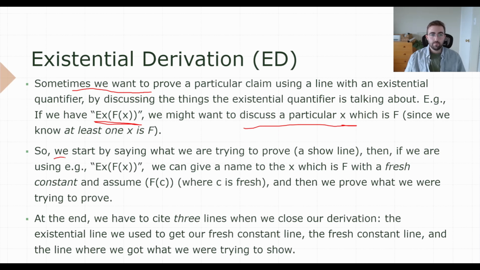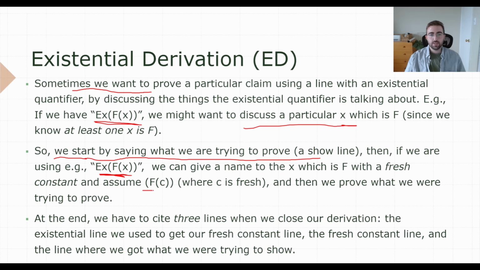So, if we're going to use this as part of a proof for something, first we start by saying what we're trying to prove. Then we give a name to the x which is f, because we know there's at least one. And again, we have to use a fresh constant when we're doing this. So it has to be something that is not already in the proof somewhere.